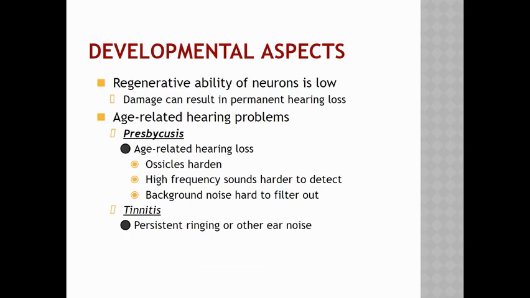Age-related hearing problems. Presbycusis is age-related hearing loss. This often happens because the ossicles harden. That makes high-frequency sounds harder to detect, and background noise is hard to filter out. Tinnitus is persistent ringing or other ear noise that can sometimes develop in individuals.